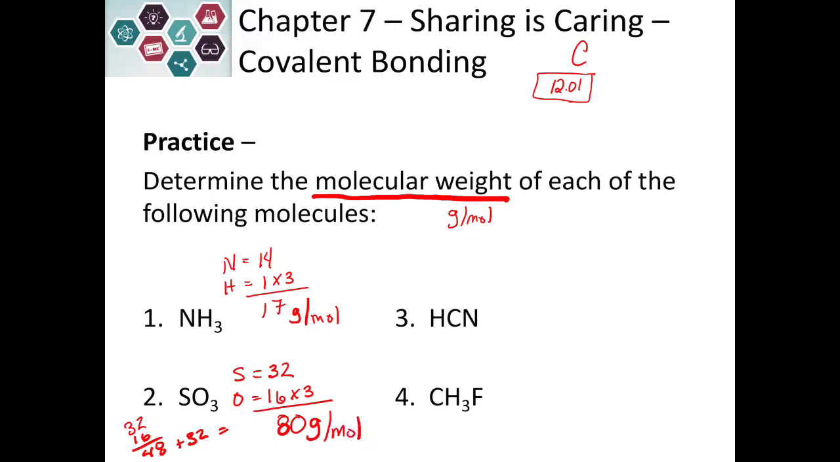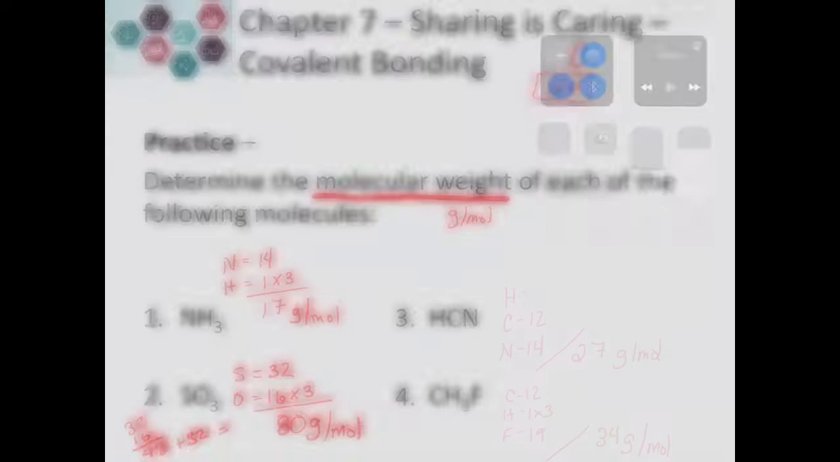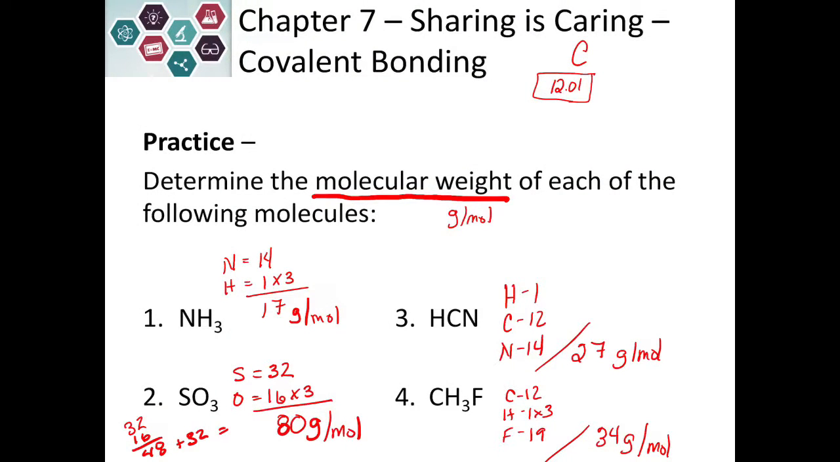And again, grams per mole. So try numbers 3 and 4 and come back and check your answers. For number 2, you've got 27 grams per mole for HCN and 34 grams per mole for CH3F.